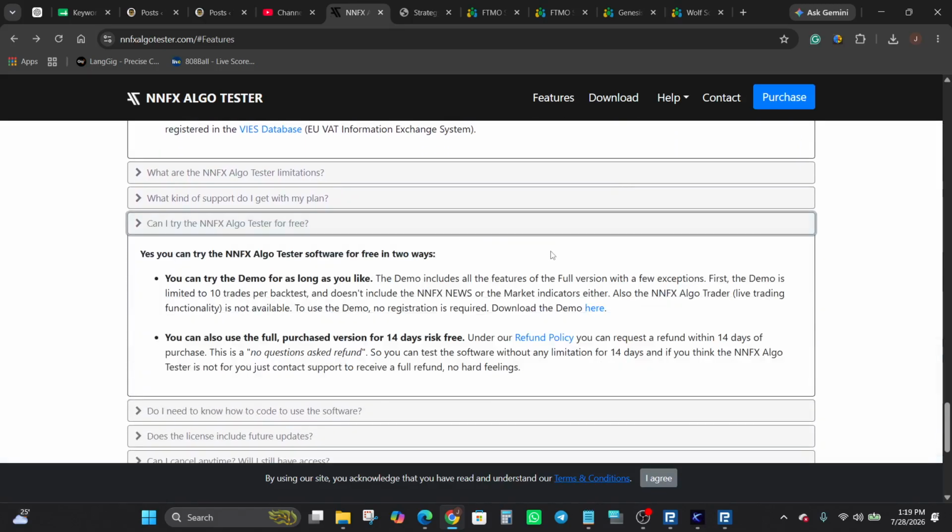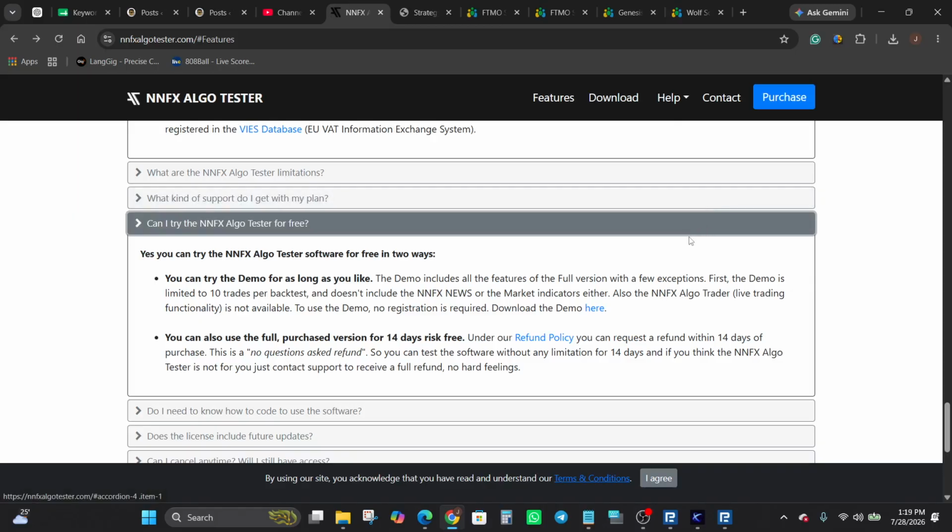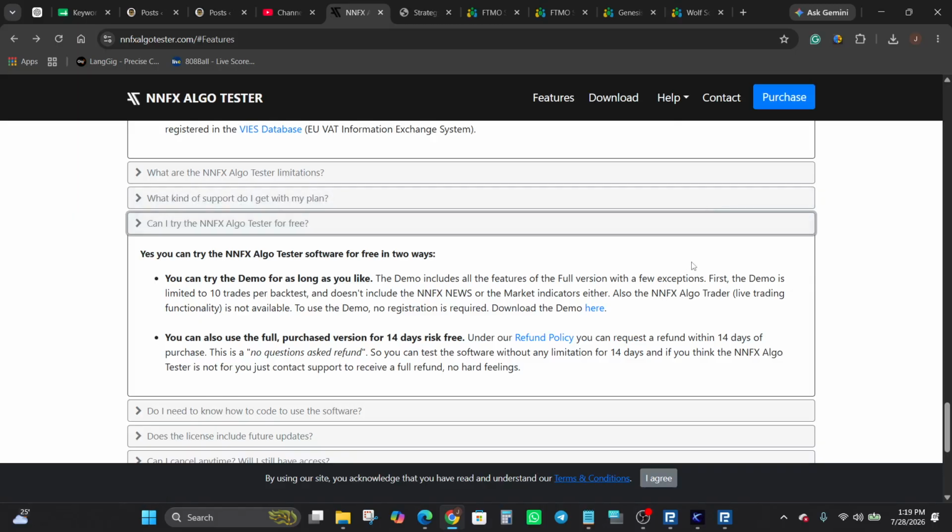All right, including a maximum of 10 trades per backtest, and the exclusion of certain features such as live trading functionality. There is also a 14-day refund policy for the full version according to the information provided. Another point worth noting is that the developer states all active licenses receive future updates and subscriptions can be cancelled at any time. So now let's just move into the historical testing portion.